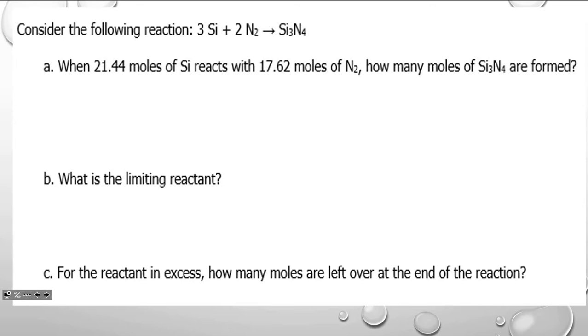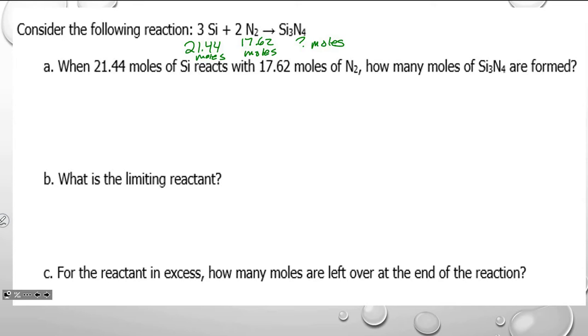Okay? So consider the following reaction. We've got silicon and nitrogen making trisilicon tetranitride. When I have 21.44 moles react with 17.62 moles, how many moles of this can I make? So I'm going to give you a second, and this is just like the one we just did. I want you to see if you can do it on your own. It's just like the one we just did.